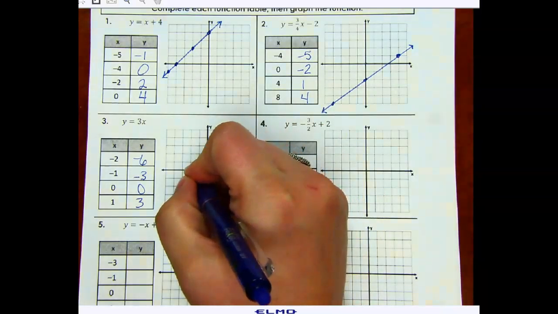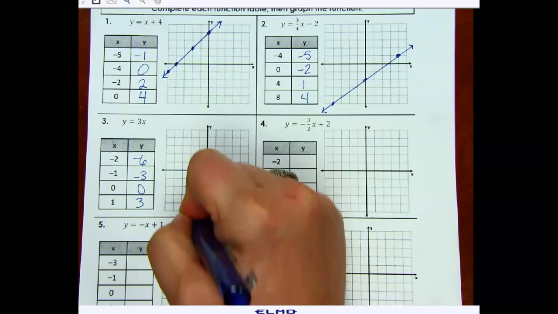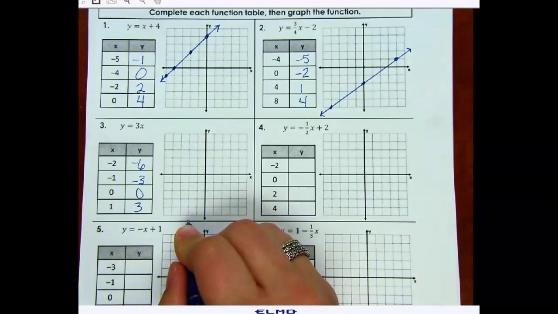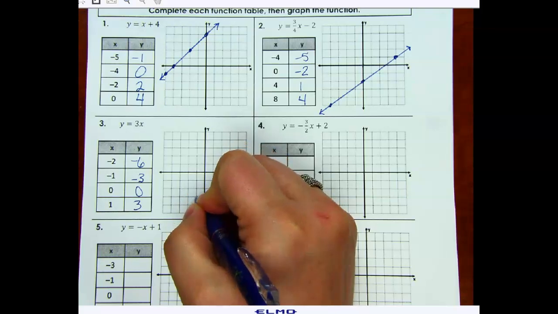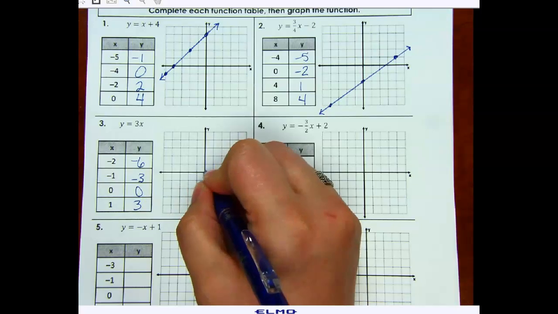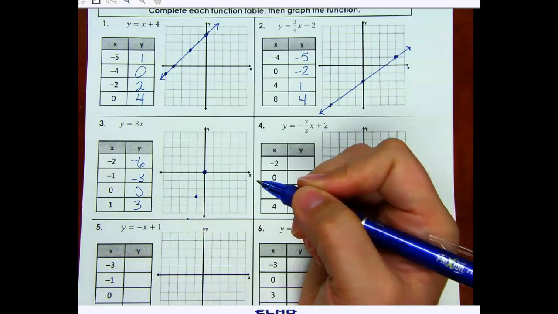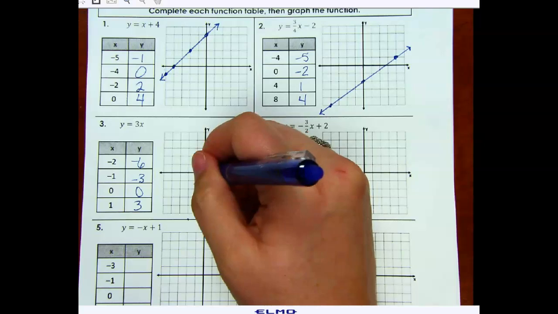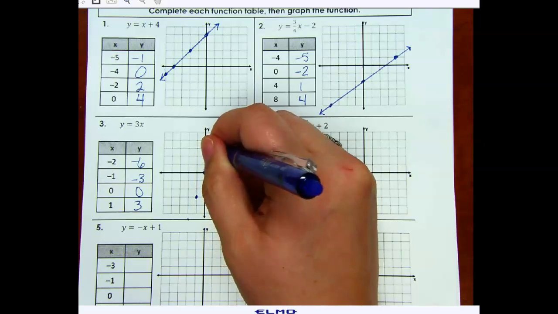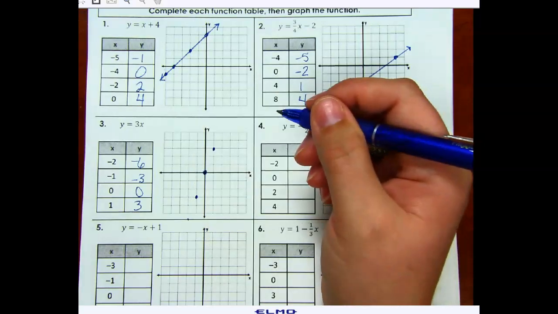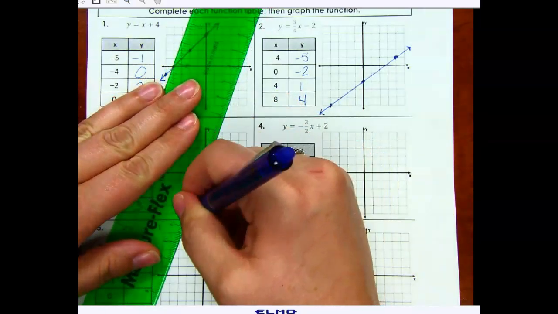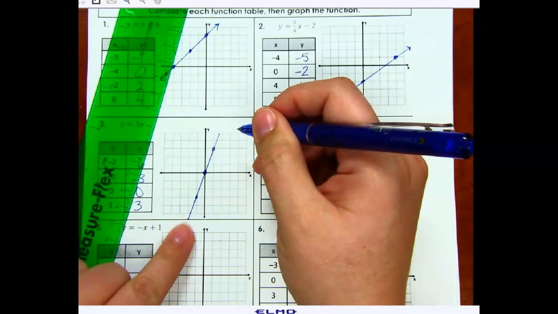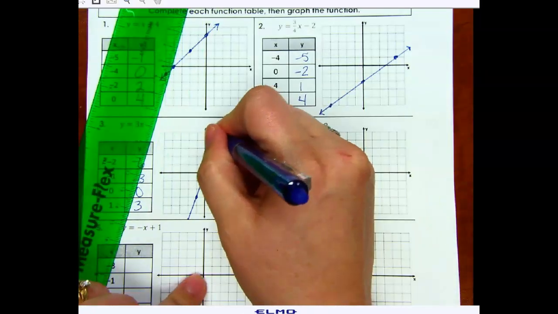So -2, -6, well, that's actually off this graph. It would be like down here. -1, -3 would be here. So you go left 1, down 3. 0, 0 is the origin. And then 1, 3, you would go right 1, up 3. And then use your straight edge. And notice I was really close with where I had that one.